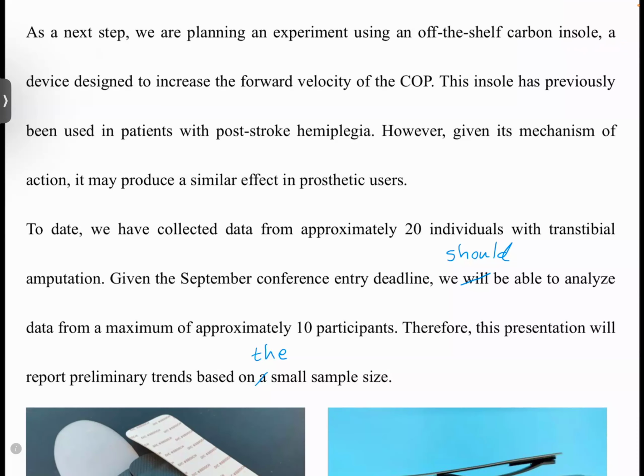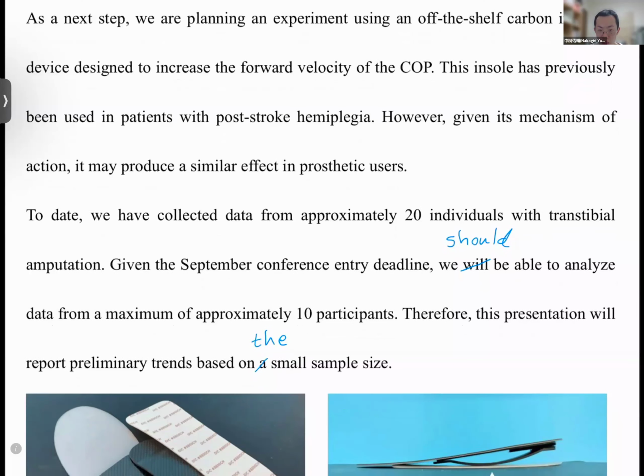This insole has previously been used in patients with post-stroke hemiplegia. However, given its mechanism of action, it may produce a similar effect in prosthetic users.